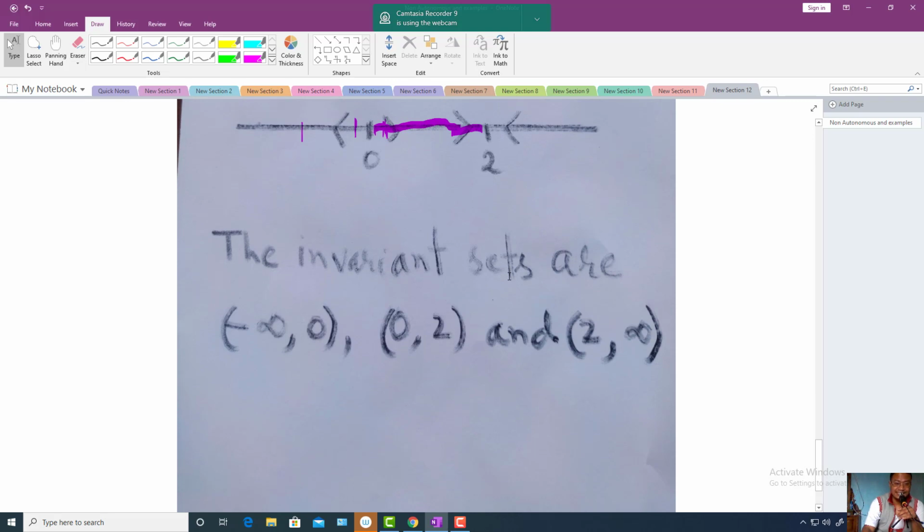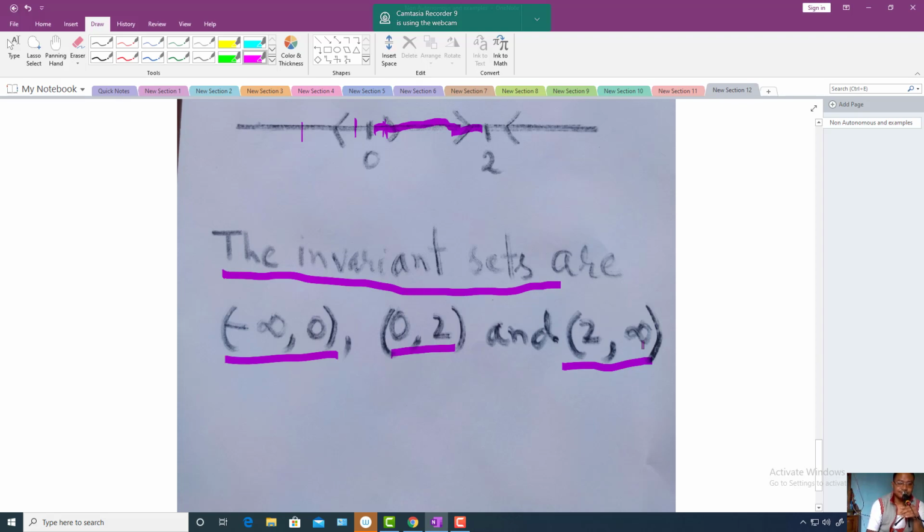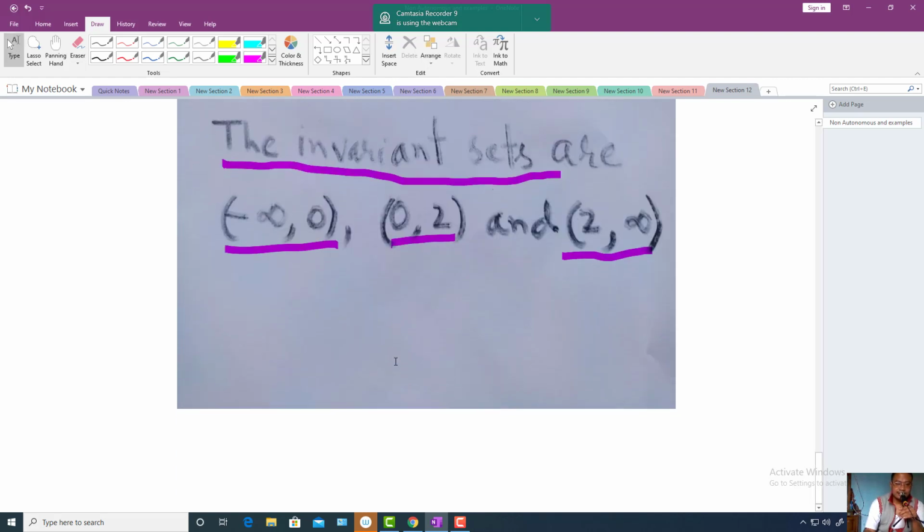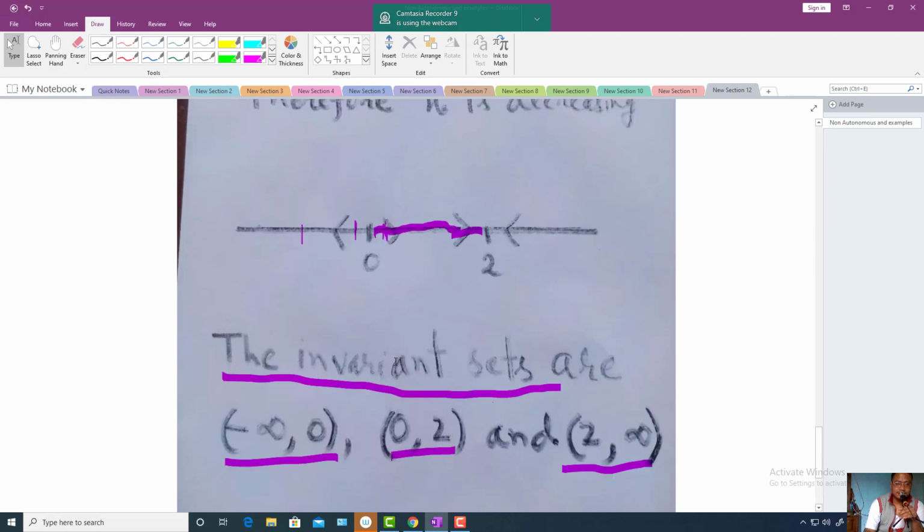Invariant set is also a very important notion in dynamical systems. So the invariant sets are given by minus infinity to 0, 0 to 2, and 2 to infinity. They are all open intervals in this case. So these are the things I want to discuss with you today.